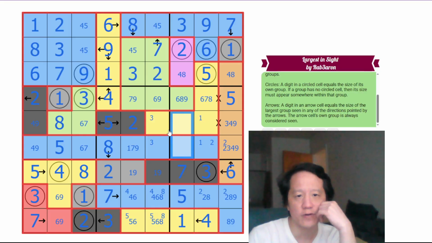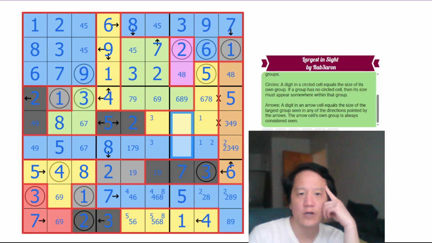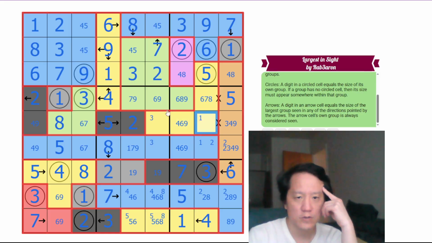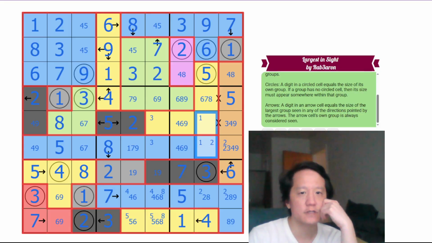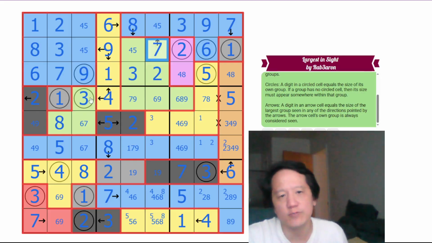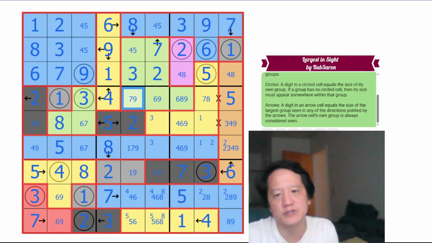Column 7, we have 6, 4, 6, 8, 9. No 8s in either of those spots because of 8s in the row. Remaining digits in column 8. Okay, this can't be 6 because of 6 in the, 7 cannot be repeated in that region, so this can't be 7. This is 9, that makes that 6. No 6 or 9 here, that's 8, which makes this 7.